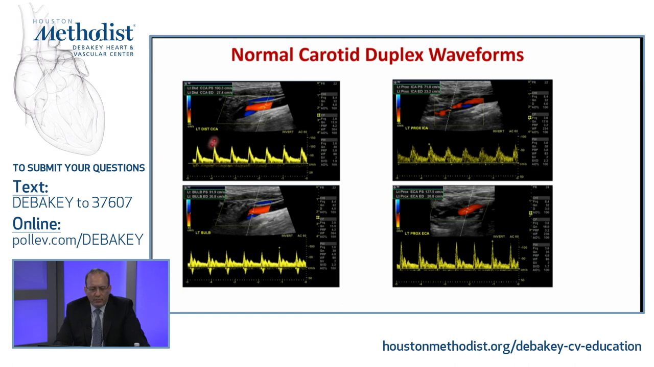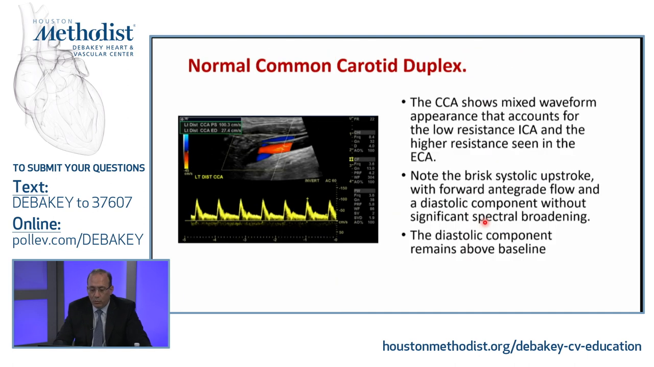So we see here the common carotid artery. We look at the waveform and notice how it's slightly different from the waveform of the bulb. The internal carotid artery is certainly different from all of those, and the external carotid artery is a little more different. We're going to dissect and talk about each single one of them. So let's look at the common carotid artery.